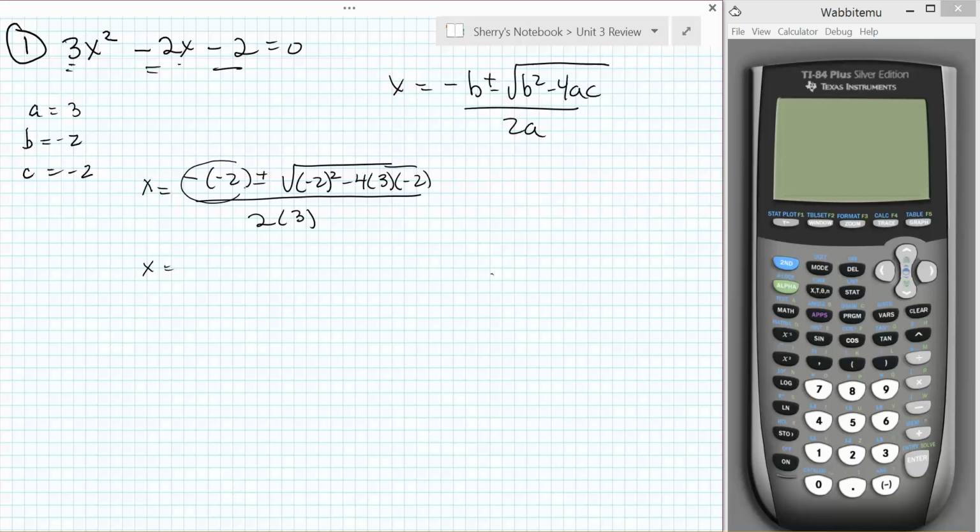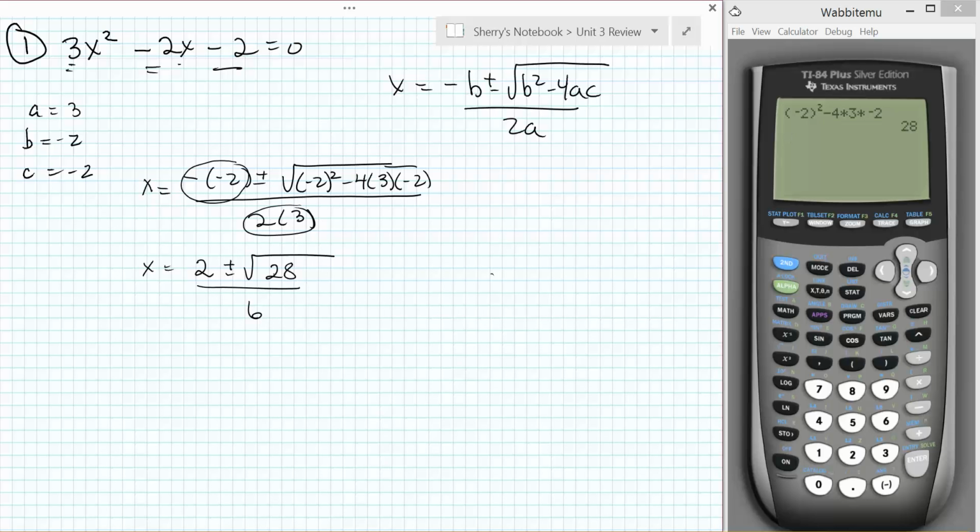Again, consider your 3 groups. The negative 2 makes this a positive 2, plus or minus the square root of. Next, we want to try to figure out what's inside that square root symbol. So let's come over here to our calculator. We want to figure out what negative 2 squared minus 4 times a, which is 3, and c, which is negative 2. And that will give us a 28 inside of our radical. Let's do that there. And we want to divide by 2 times 3, which is 6.